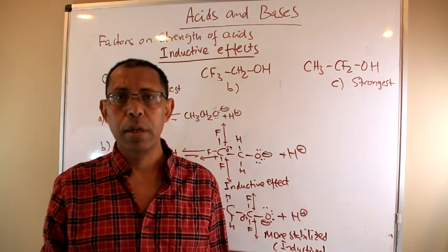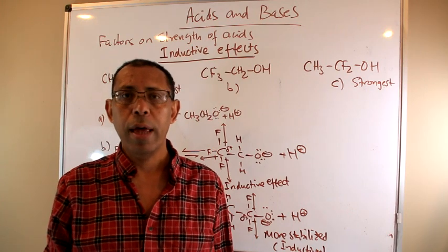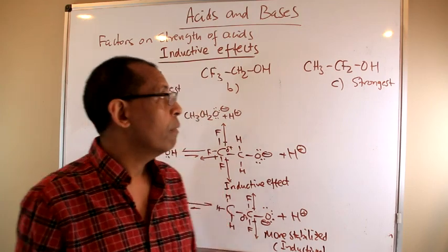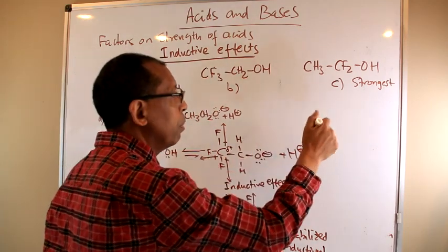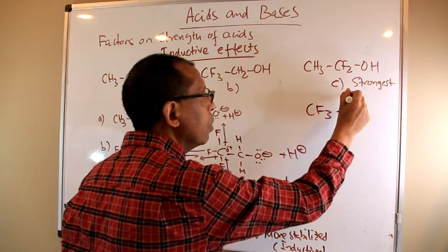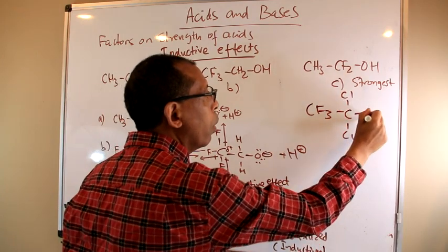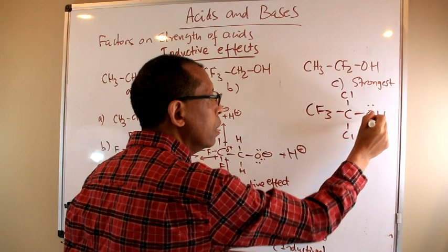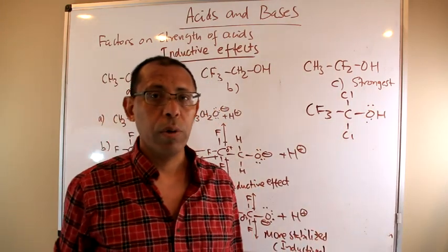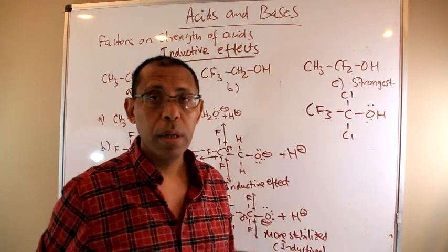Is it iodine? Is it bromine? So what electronegative atom is attached to that? So if this was, for example, CF3, Cl2, chlorine, OH, as you know, fluorine is more electronegative than chlorine.